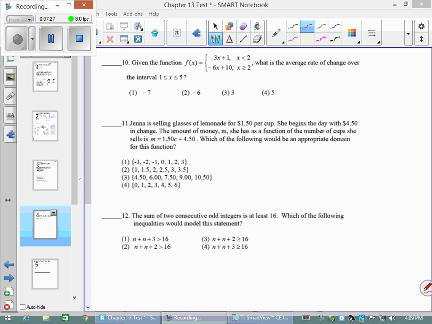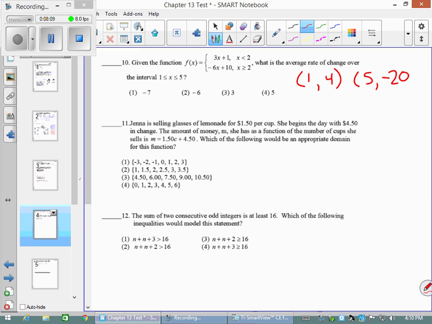So for question 10, they're giving us a function, and they said, what is the average rate of change over the interval of 1 to 5? So first we need to evaluate what our values are for 1 and 5. So if we substitute 1 into our first equation, because 1 is less than 2, we would find out that our y value is 4. For 5, we would then plug into our second equation, negative 6x plus 10, because 5 is greater than or equal to 2. So if you plug in 5, you would get an answer of negative 20 from using our second equation.